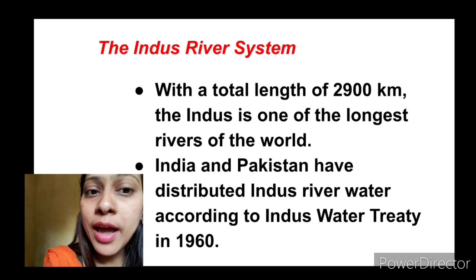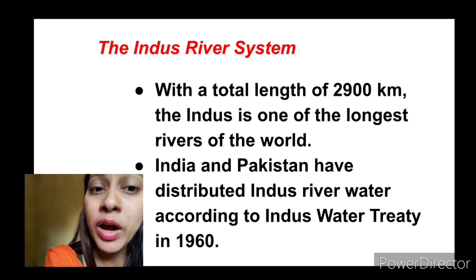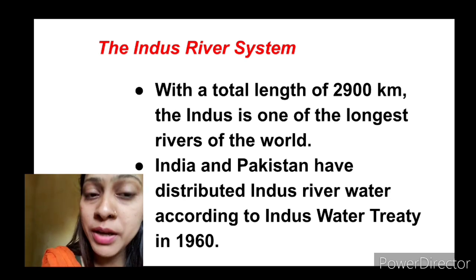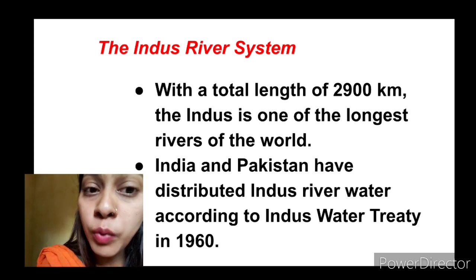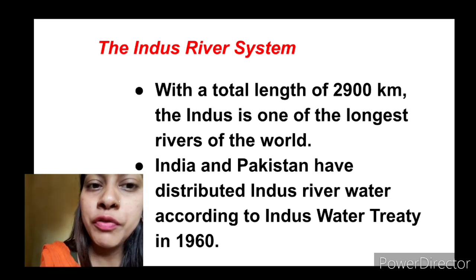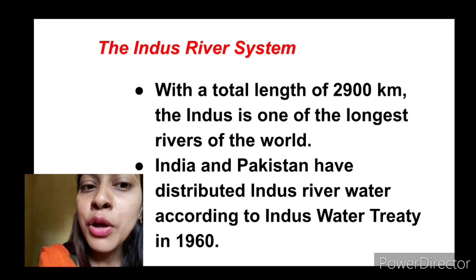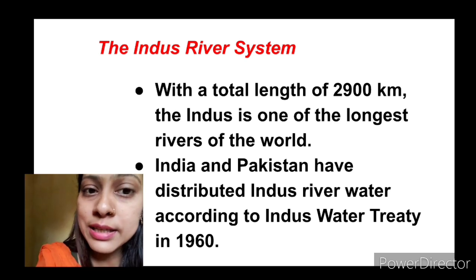India and Pakistan have to divide the water of the Indus River, according to the Indus Water Treaty formed in 1960. Because the Indus flows in both countries, both countries divide its water. 20% of it is used by India, and the rest by Pakistan. That we will discuss in our next period.